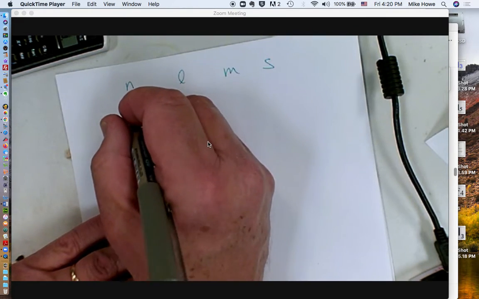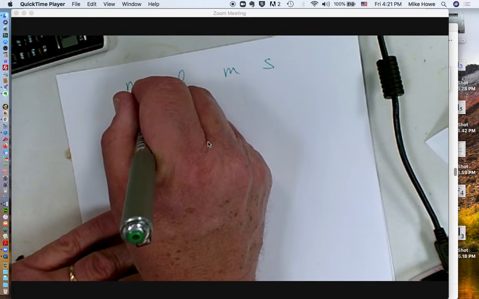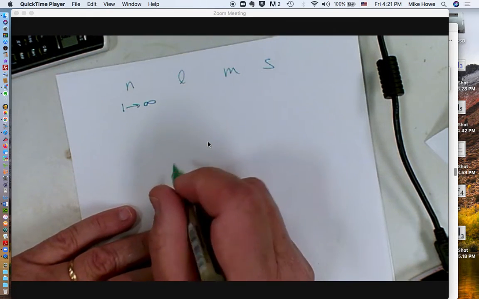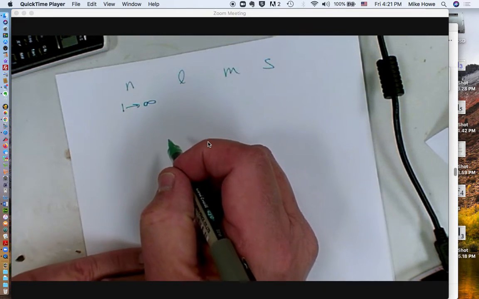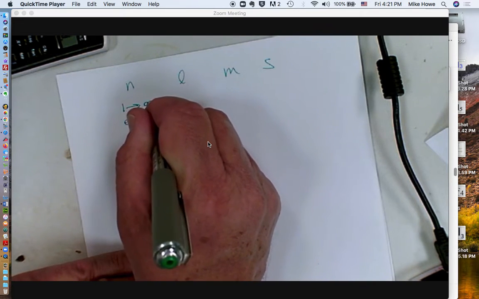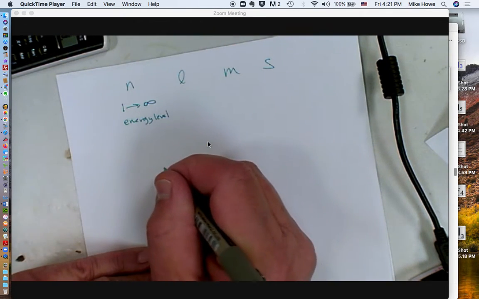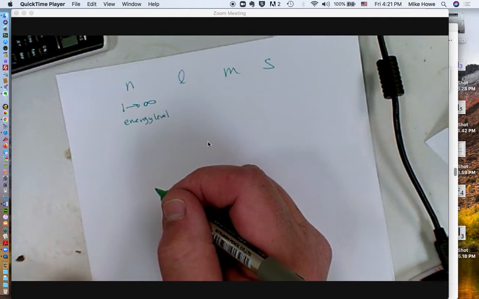So here we go. n can be from 1 to infinity, so it can go forever. But for practical purposes, it only goes to 7. And n represents the main energy level. So if I say n equals 1, that's the first energy level. If I say n equals 4, I'm talking about the 4th energy level.